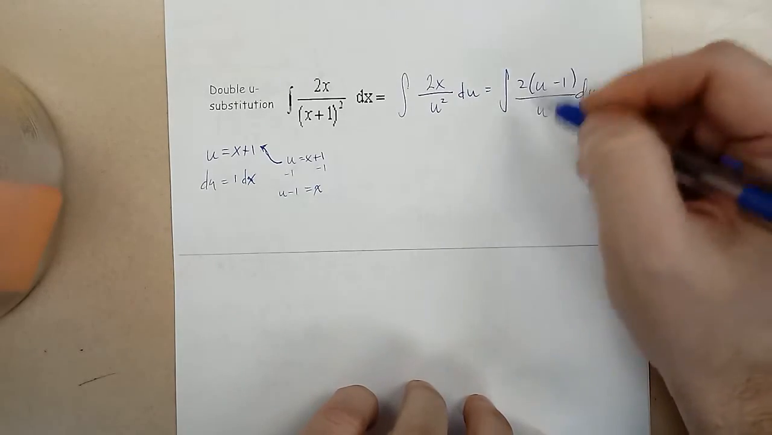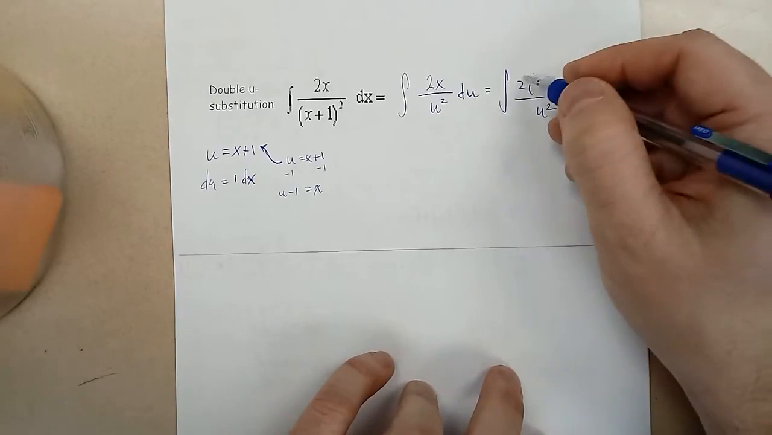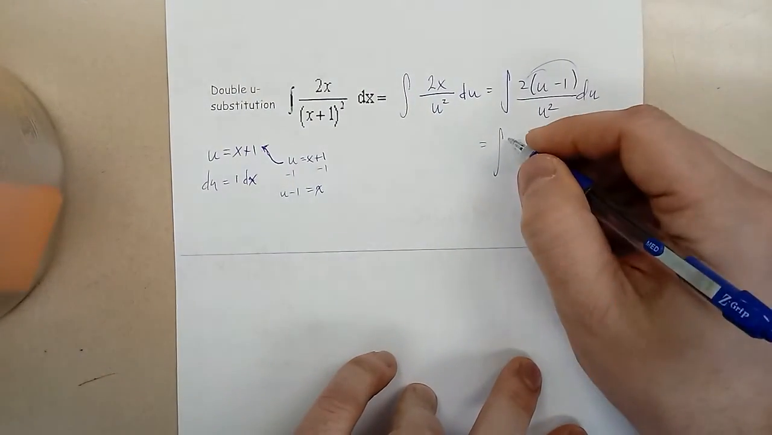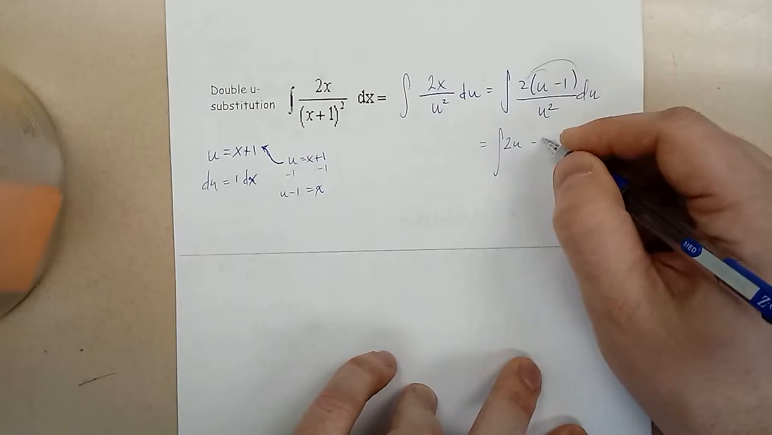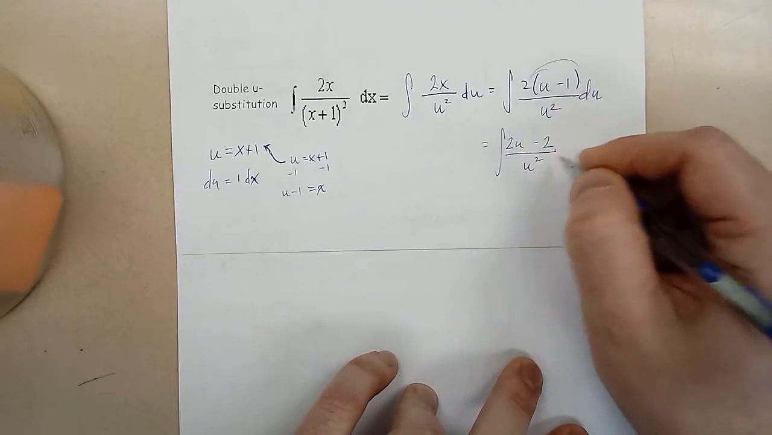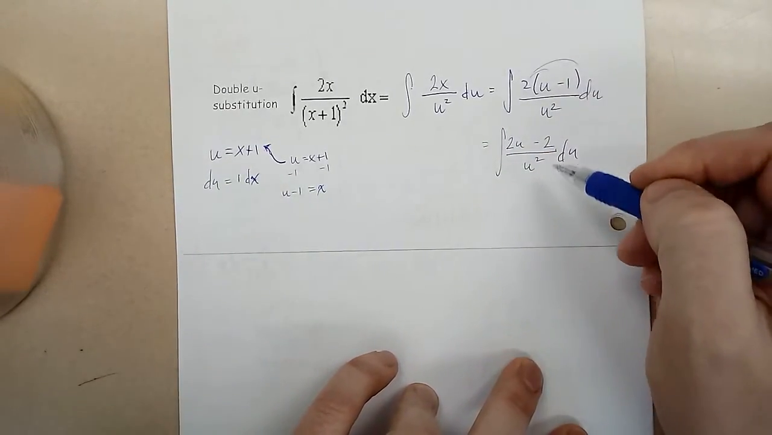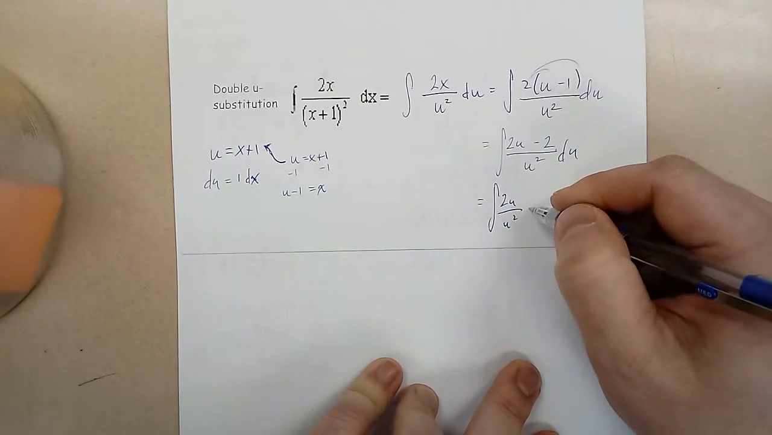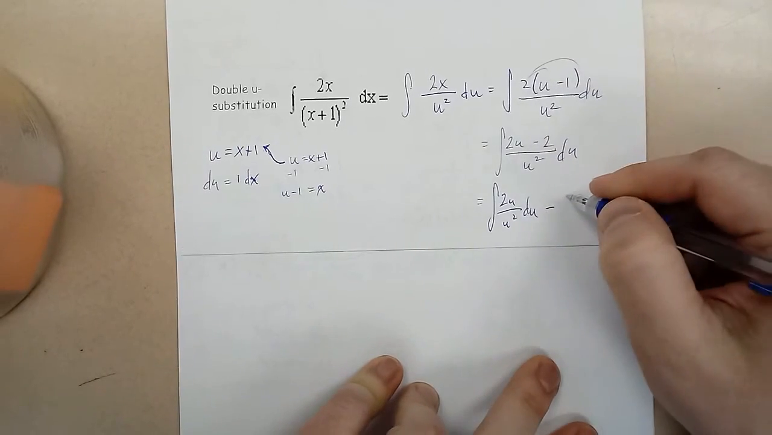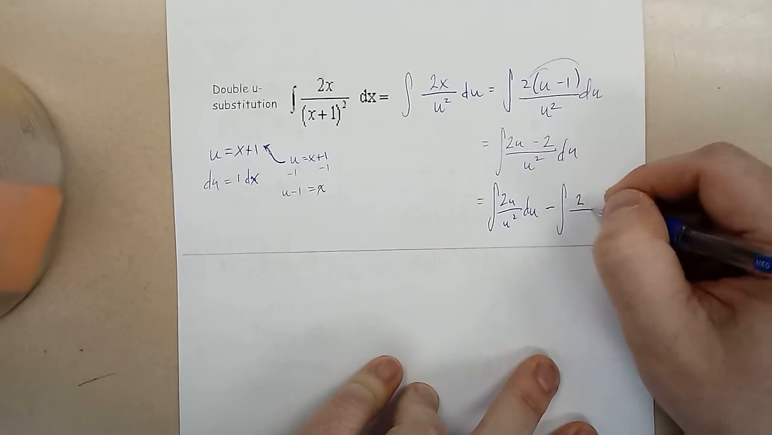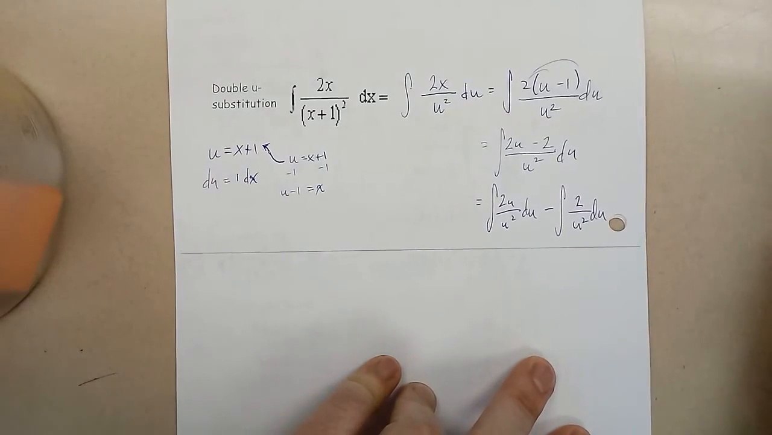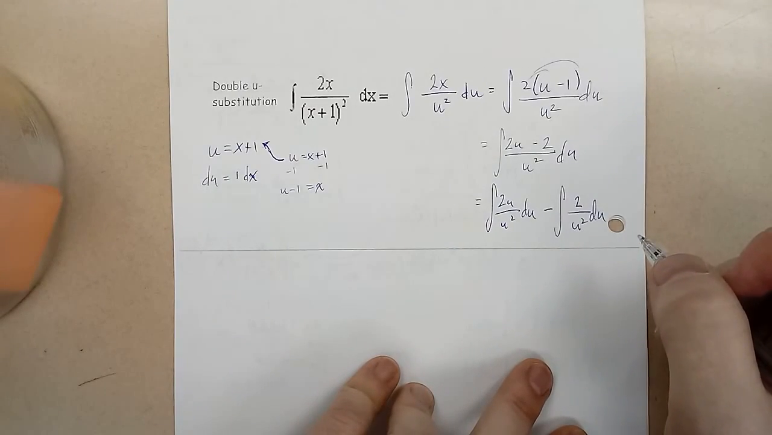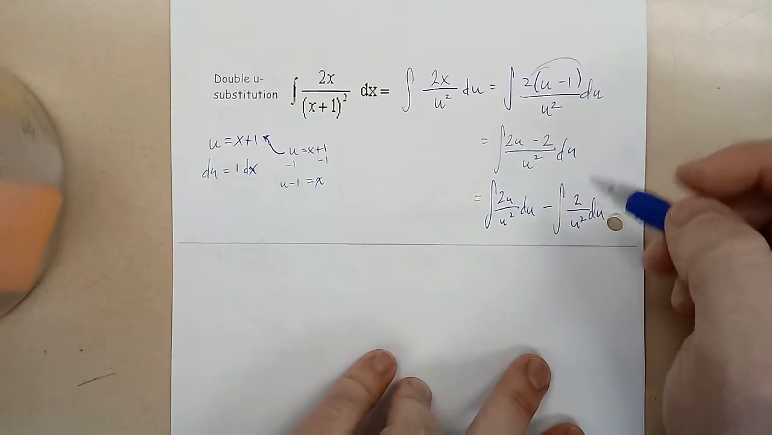I can actually split this into separate fractions now. So remember, we'll distribute the 2, or you can take it out front. I'm distributing it because I think it's going to be clearer to more people. So if I distribute this, I can now treat this as the integral of 2u over u squared du minus the integral of 2 over u squared du. And now we have these two separate integrals to work on.